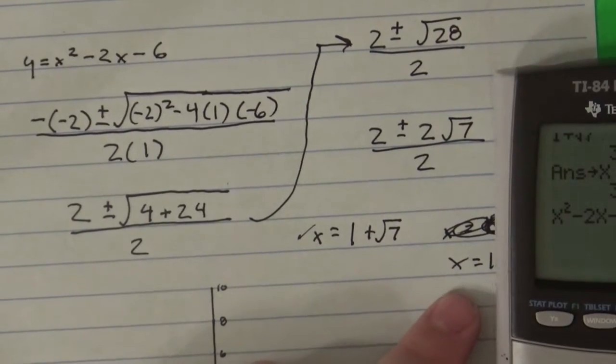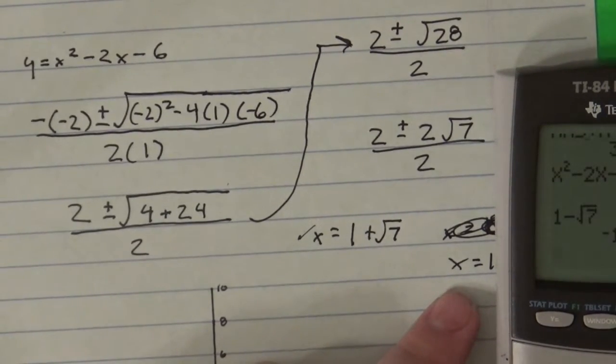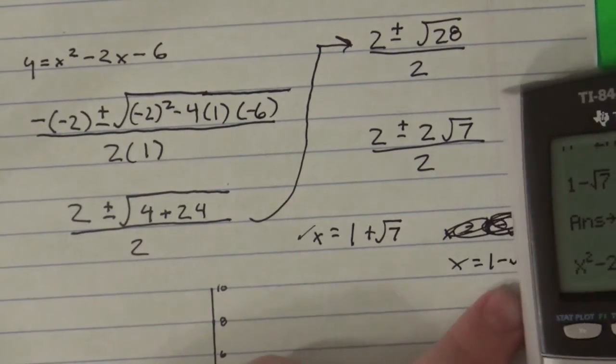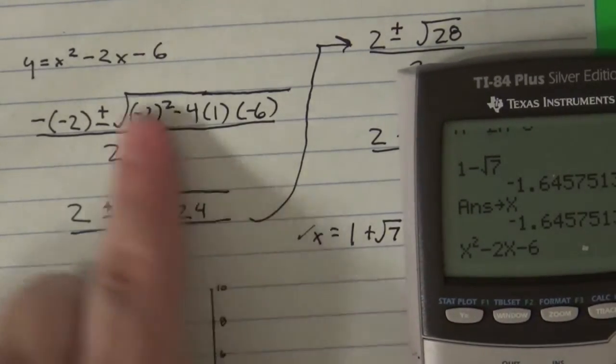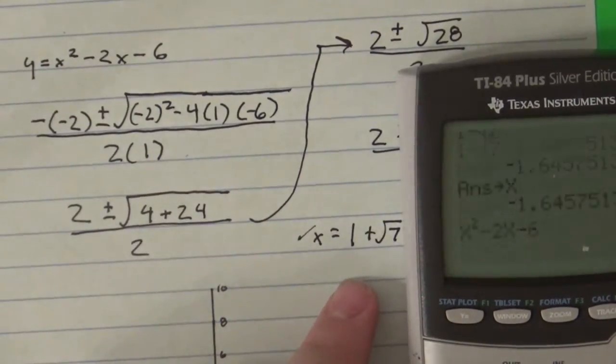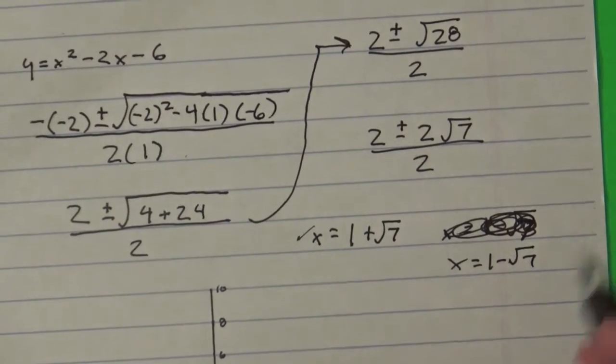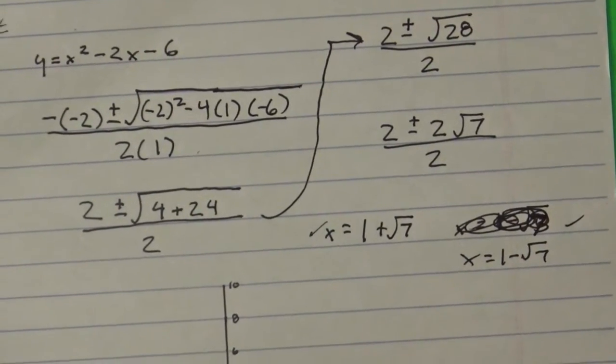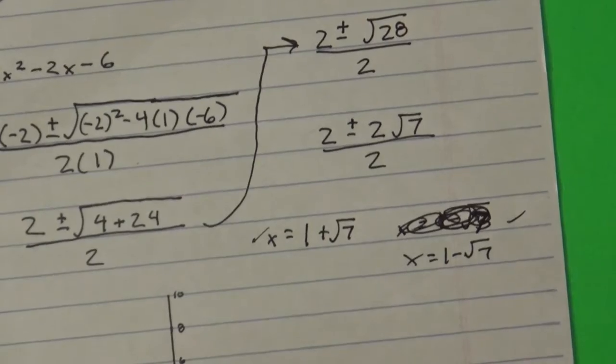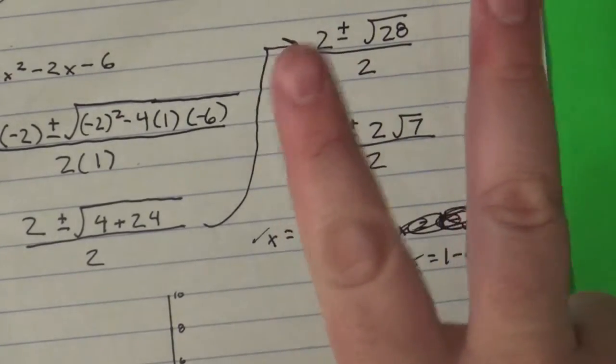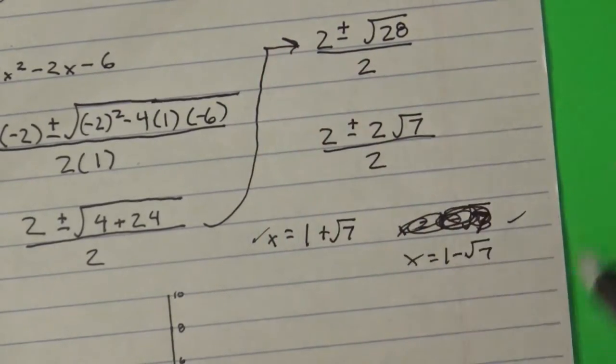And we have 1 minus the square root of 7. We have this number, we're going to store it, and we're going to plug it back into the original equation by saying x squared minus 2x minus 6. If this number works, it should also equal 0. And it does. So, what did we just discover? Sorry that I'm running out of room. I discovered that I have two, count them, two x-intercepts.